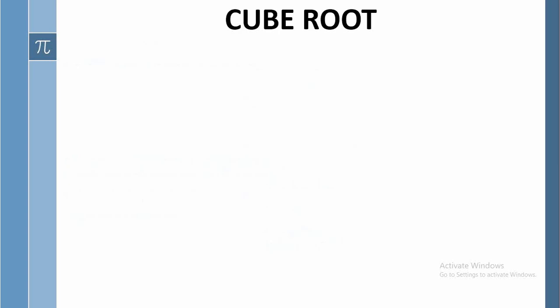The same thing as we have done in the square root, but the basic difference is that in a square root we were making the pairs of two similar values. In cube root we are going to make the combination of three similar values, as cube is basically the product of three similar values.